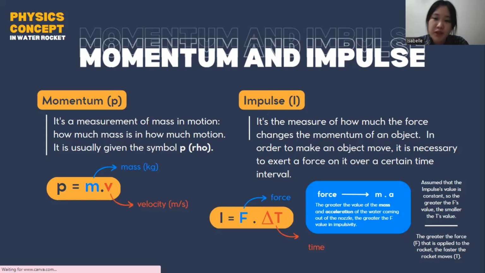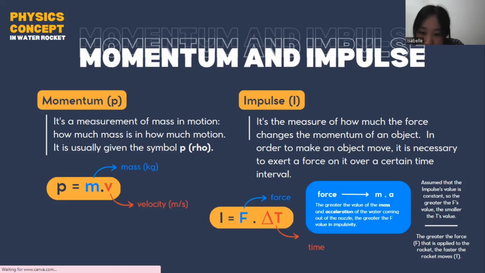The next one is momentum and impulse. Momentum is a measurement of mass in motion, how much motion, and is usually given the symbol p. p equals mass times velocity. Impulse is the measurement of how much a force changes the momentum of an object. In order to make an object move, it is necessary to exert a force on it over a certain time interval. The formula of impulse is I equals force times delta t.